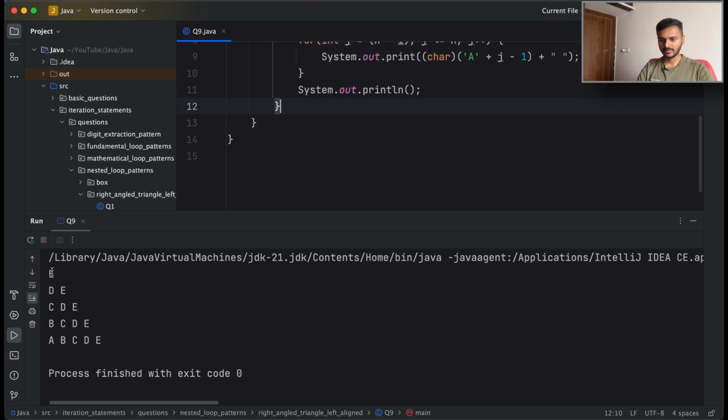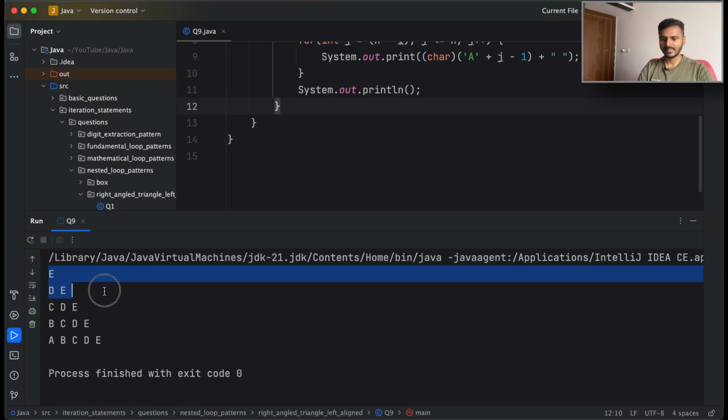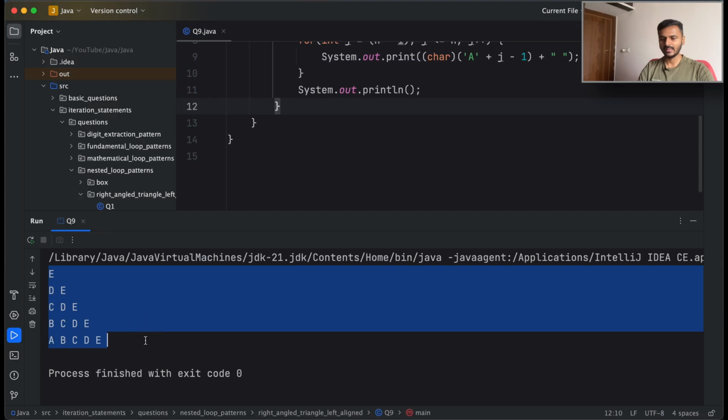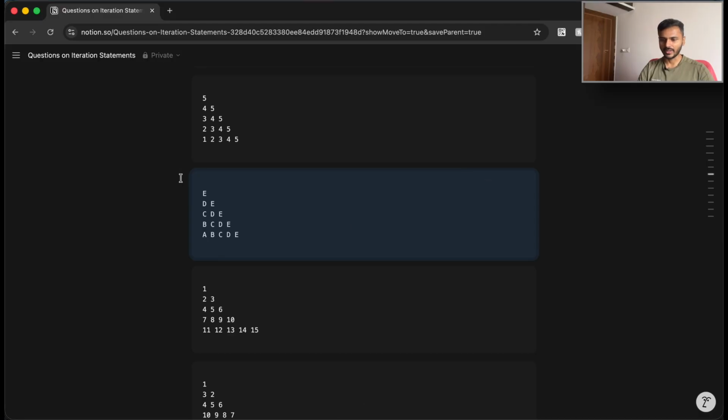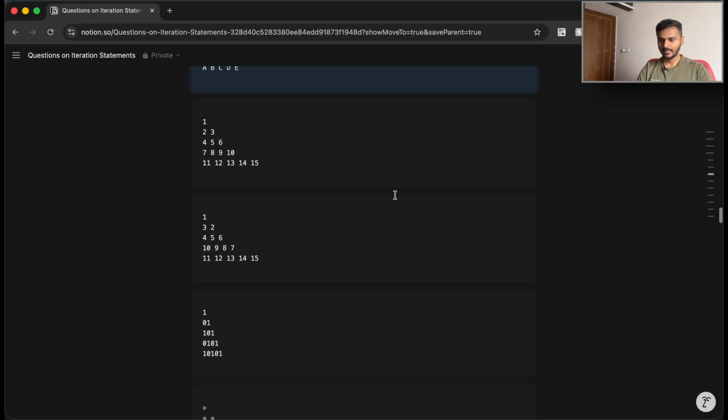If I run the code, this is what we get: E, then DE, then CDE, then BCDE, and lastly ABCDE, which is exactly what we wanted, correct? So with this, we have solved this question as well. Now moving on to the next question.